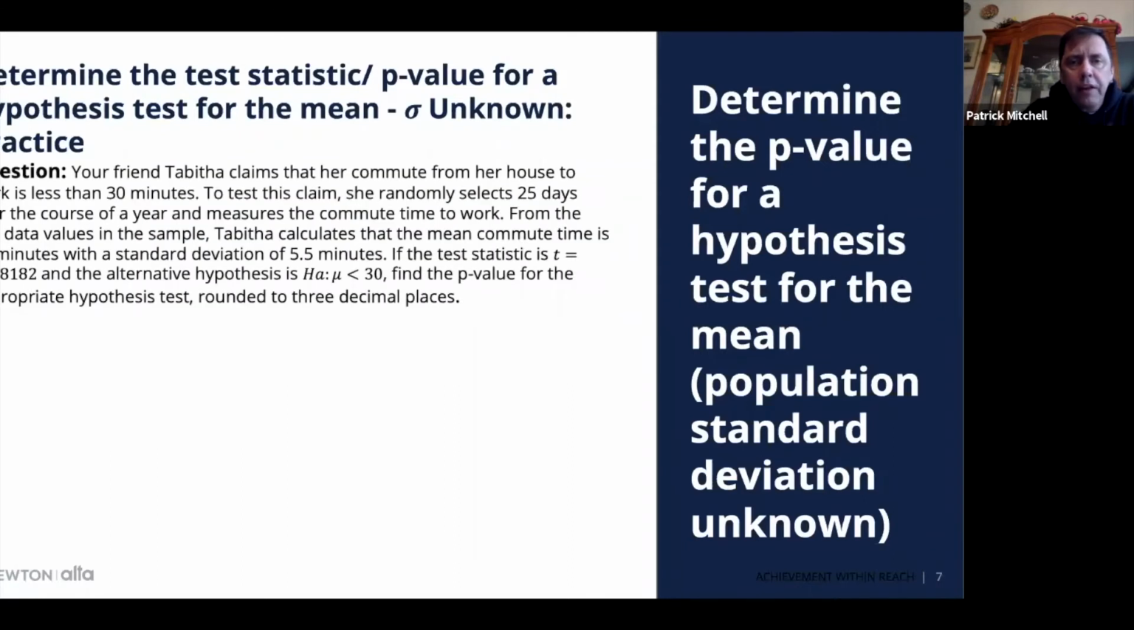All right, here's another example. This time we're finding the p-value. Your friend Tabitha claims that her commute from her house to work is less than 30 minutes. To test this claim, she randomly selects 25 days over the course of a year and measures the commute time to work. From the 250 data values in the sample, Tabitha calculates that the mean commute time is 28 minutes. I just noticed that 250 doesn't make a whole lot of sense.